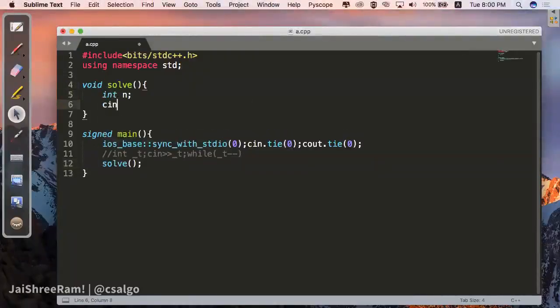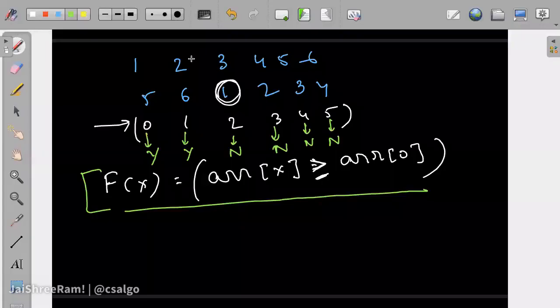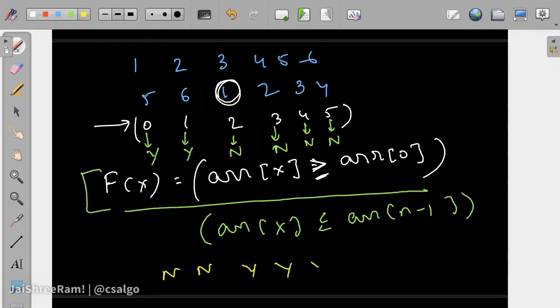You are given n, that is the size of the array. Other functions are possible too, a particular problem can have other functions as well. You can compare with the help of the last value as well, something like ARR of x is less than or equal to ARR of n minus 1. This is also possible in this problem. In that case, the mapped values will be no, no, then yes, yes, yes, yes. So in that case, you have to find the first yes.